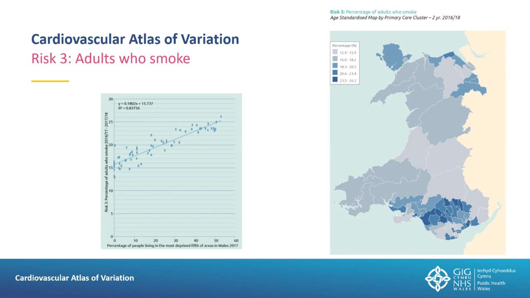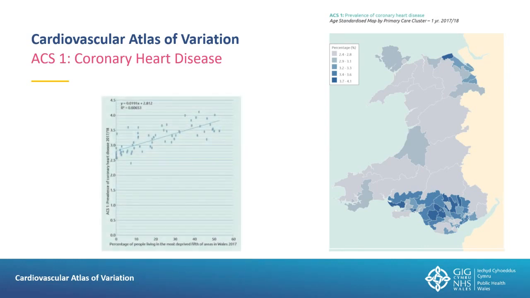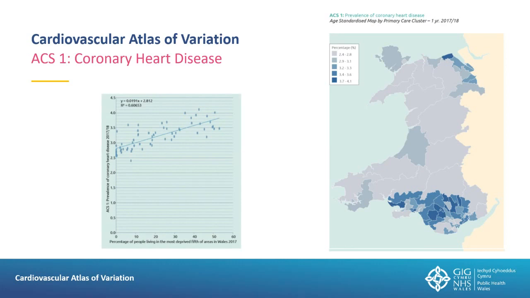Next slide. And similarly, if you've seen smoking, this is coronary disease. The maps look very similar, with the same areas of high levels of coronary disease. And click, please. Again, there's a very positive correlation with deprivation. Next slide.